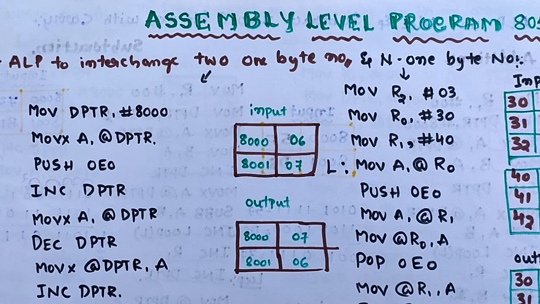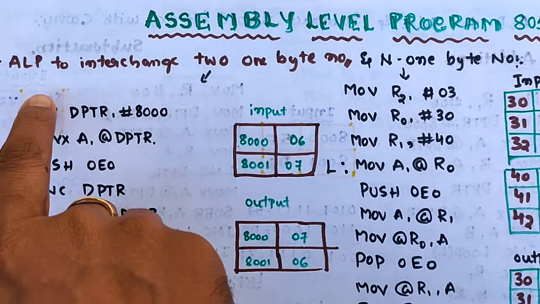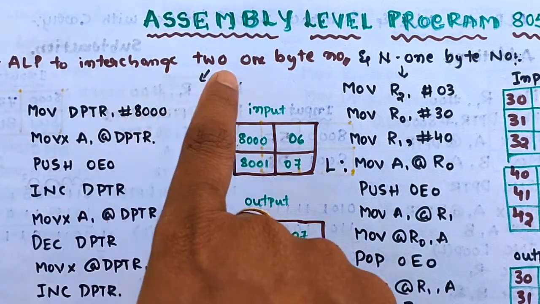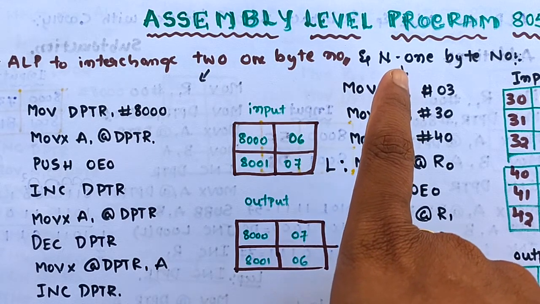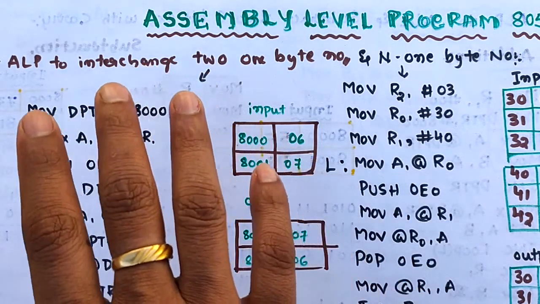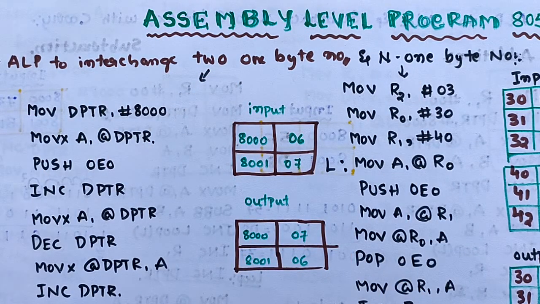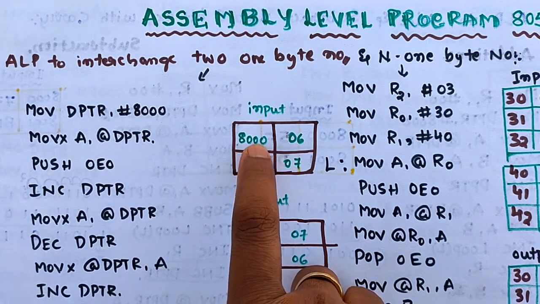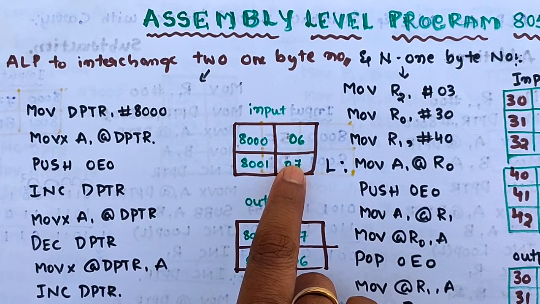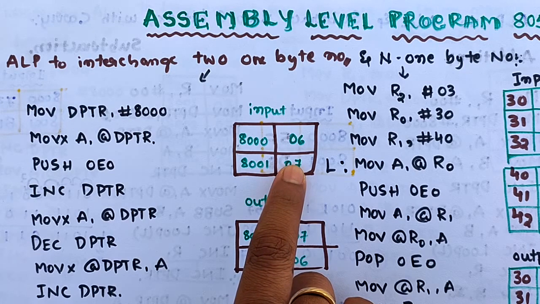So here are a few simple programs we are going to discuss, that is, an assembly language program (ALP) to interchange two 1-byte numbers, and another program for n 1-byte numbers. First we'll discuss this, because this is a data transfer type of instruction. In this, we are going to exchange or interchange the content of one memory location with another memory location. So here is the procedure.